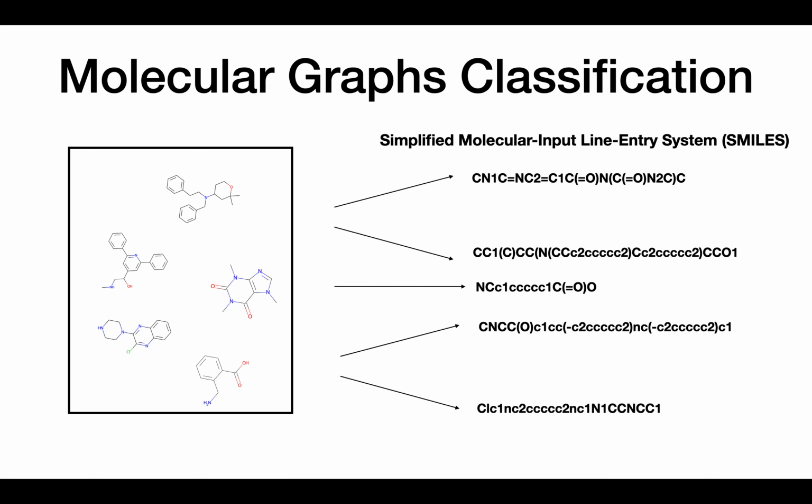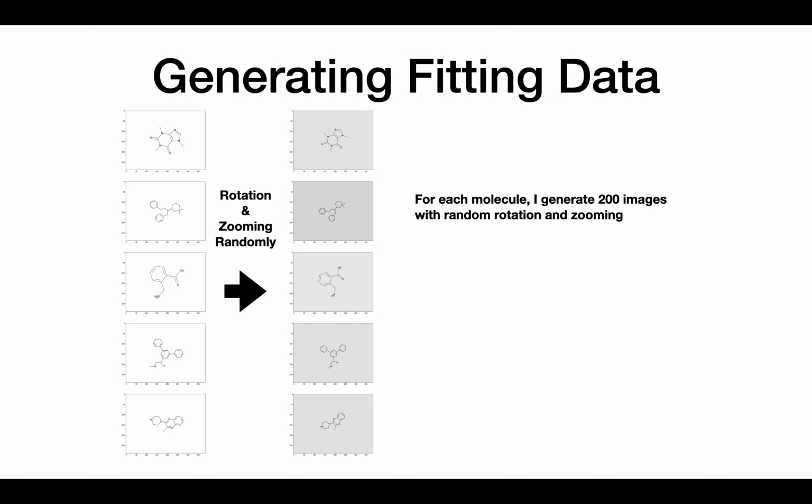I will only choose 5 molecules, and I will make them into 5 classes, and each class will correspond to a SMILES string. And to generate the data for fitting, I generate 200 images for each molecule with random rotation and zooming. And the figure in the left side shows how I do it.